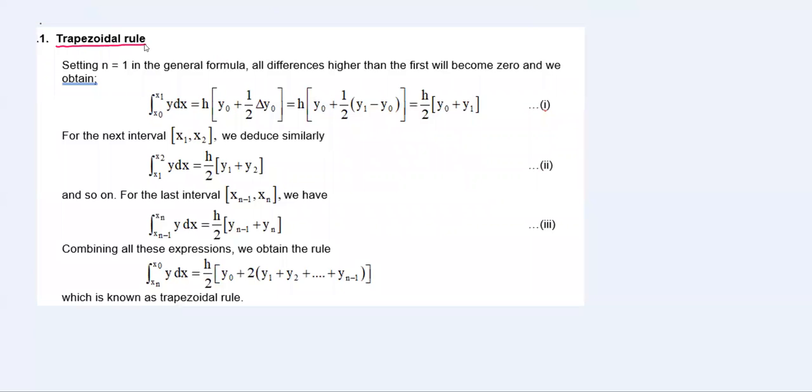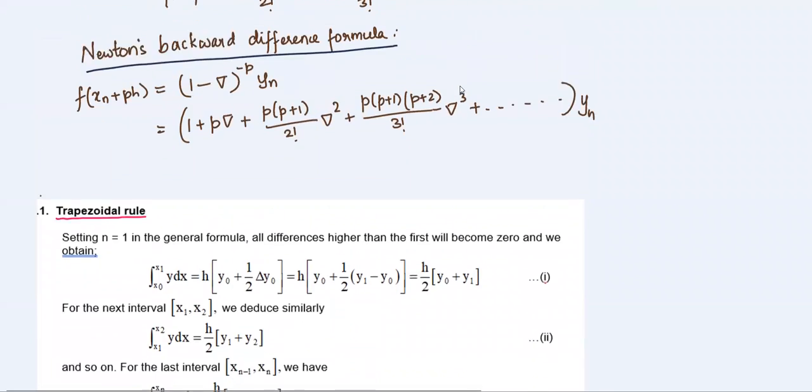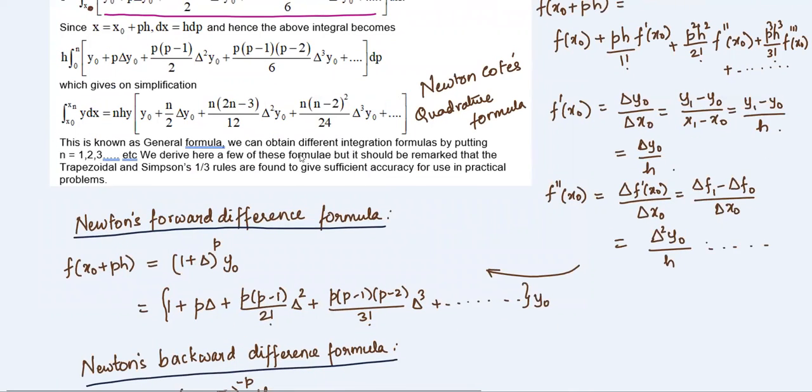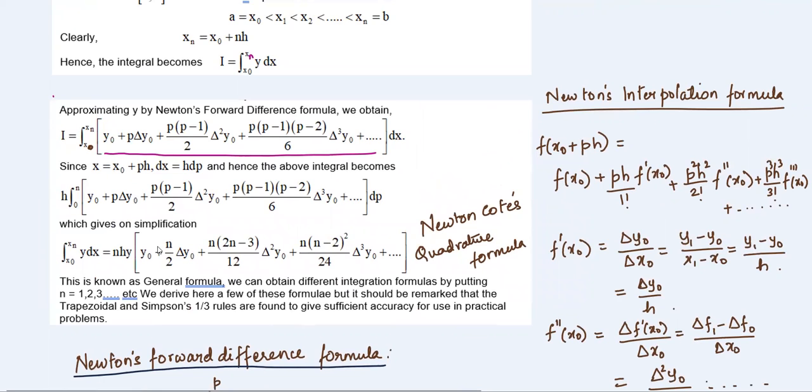Trapezoidal rule. Now setting n equal to 1 in the general formula, all differences higher than the first one will become 0. So you see here, set n equal to 1. So only these terms you will get. When you put n equal to 1, you cannot take these negative values here.